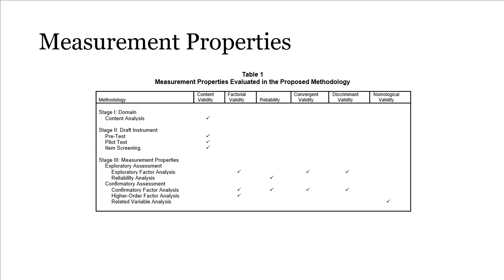And the final step of stage 2 is item screening. We use expert panel evaluations to assess the relevance of each item and calculate a measure called CVR, or the content validity ratio, to refine the instrument.